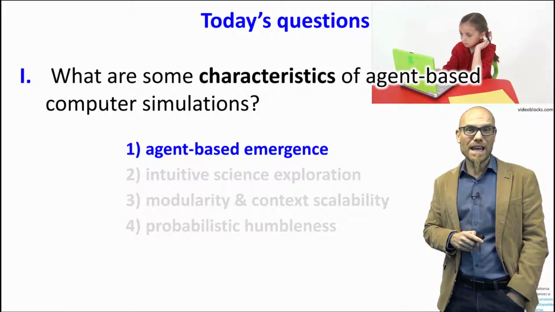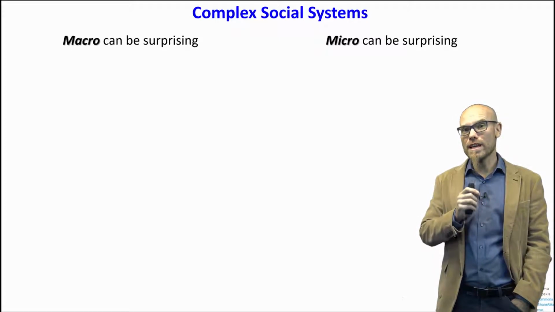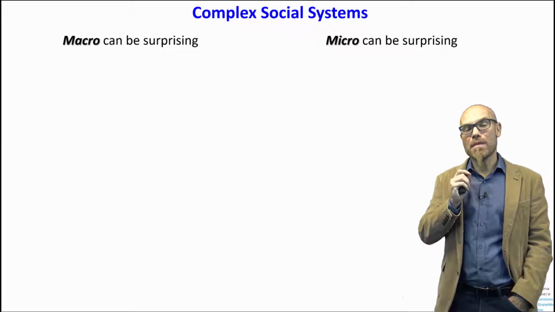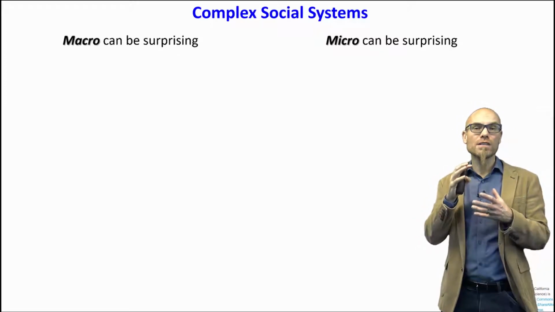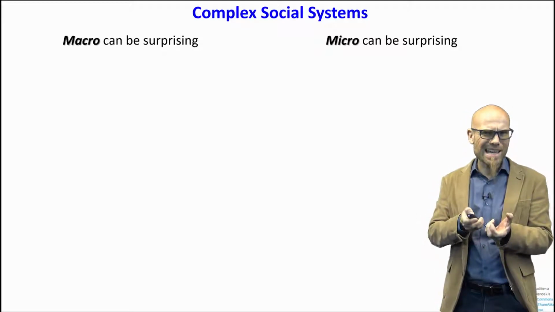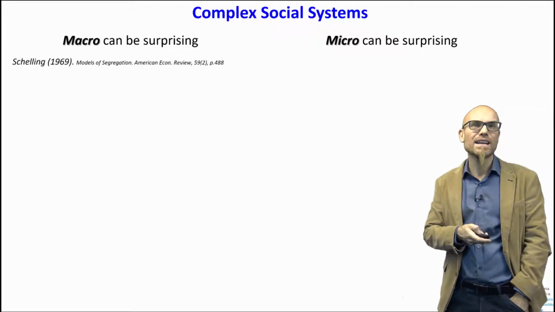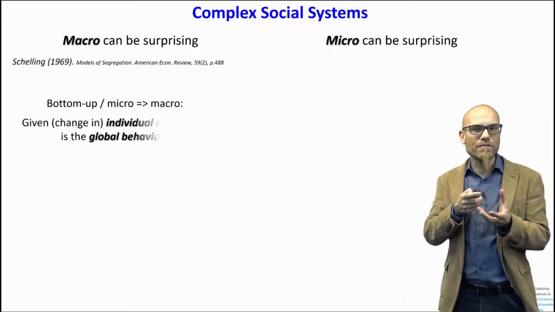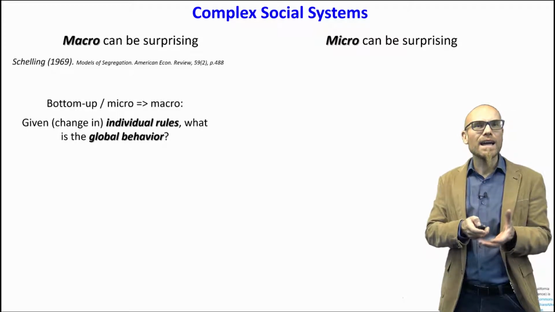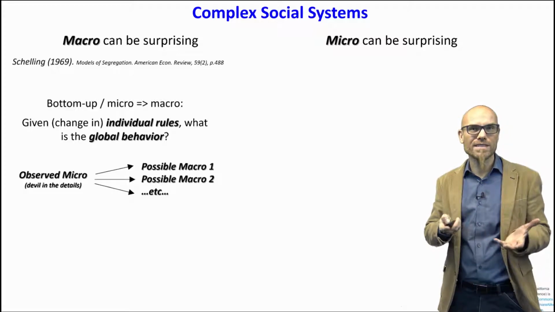Let's start with the first one, agent-based emergence. We have already seen that in agent-based computer simulations, there are 2 things that can be happening. One is that the macro can be surprising, the big picture, the big dynamic. Or the micro can be surprising, that means the behavior of the individual agents. That's because we have these individual agents. So for example, in Schelling, we saw bottom-up, we programmed the individual rules of behavior. We knew they're tolerant people, and then we saw surprising macro outcomes on the social level, segregation.